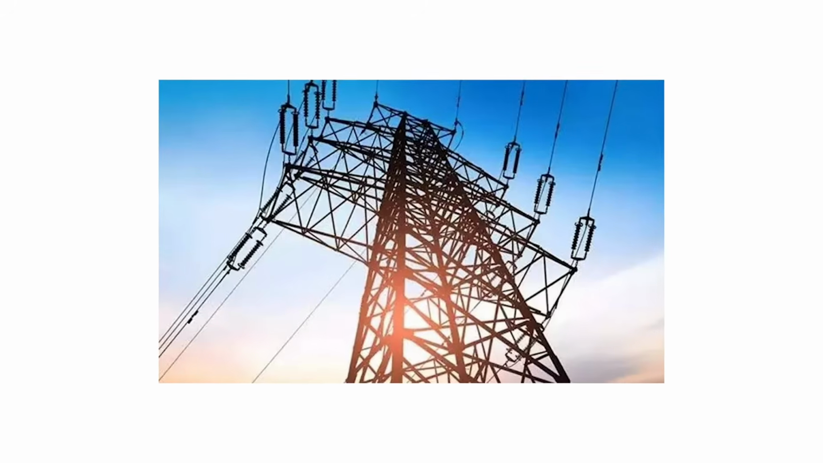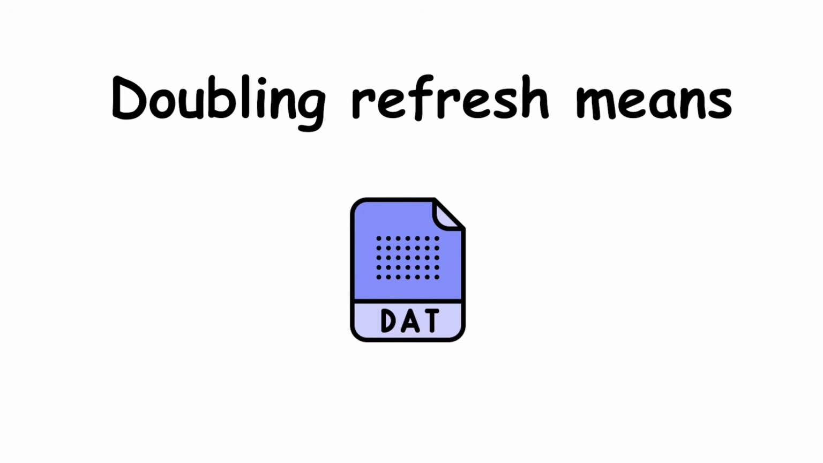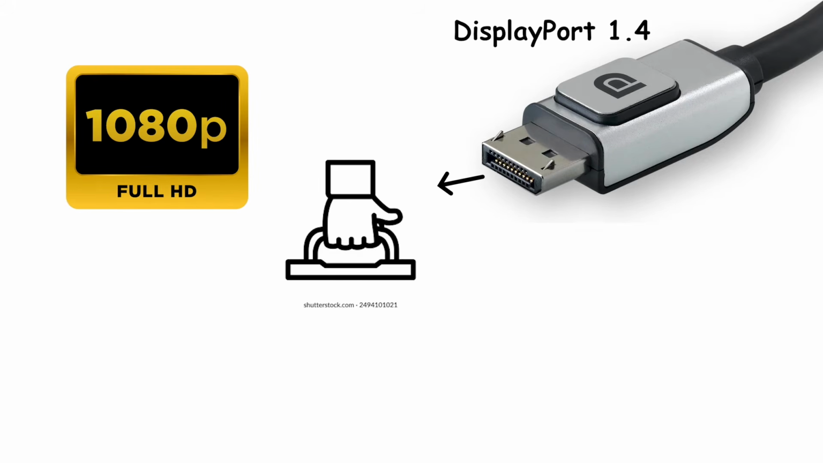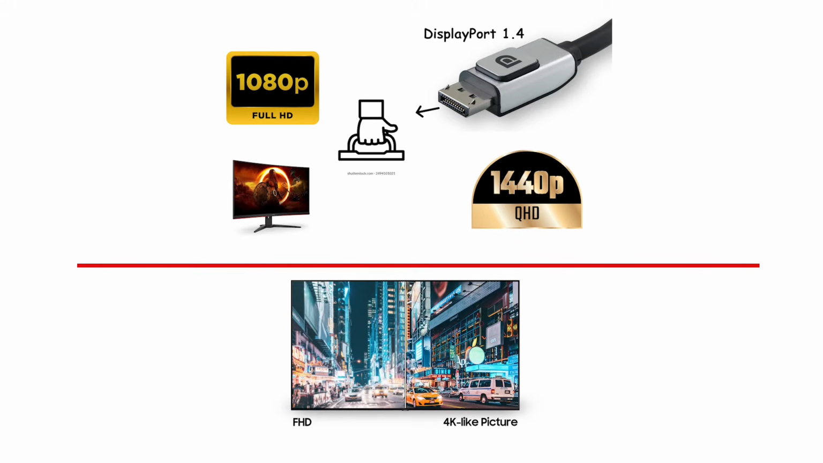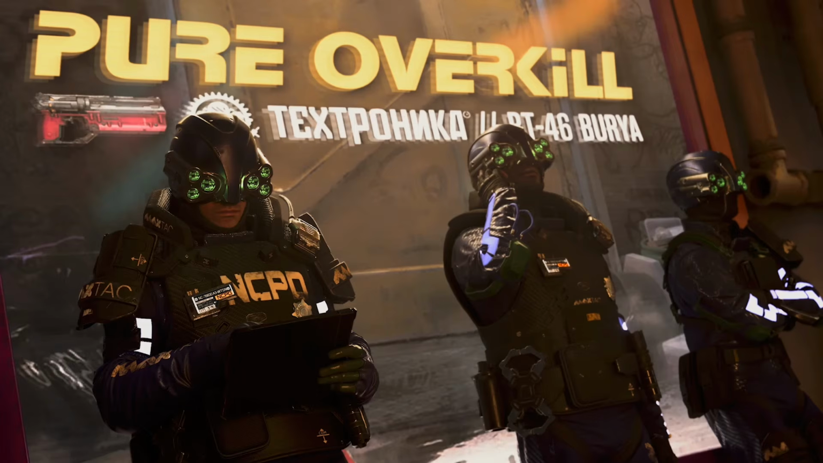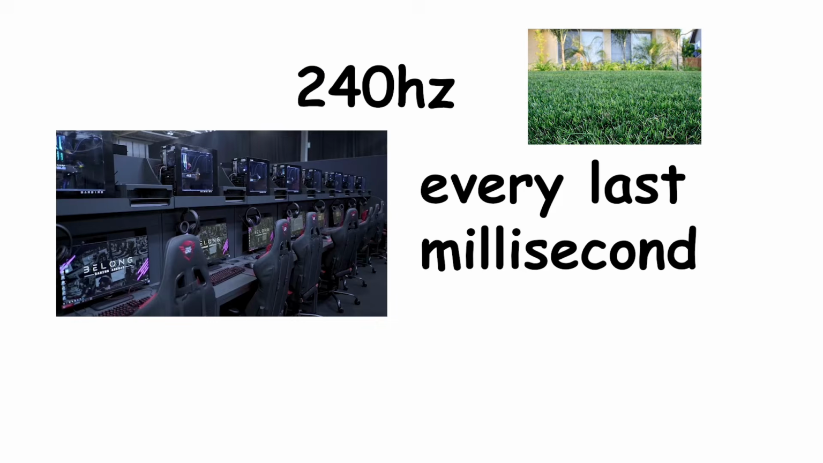And yes, power usage goes up again. Doubling refresh means doubling the amount of data sent per second. DisplayPort 1.4 can handle 1080p and 1440p at 240 Hz, but 4K at 240 requires the newer DisplayPort 2.1 or HDMI 2.1 interfaces with high bandwidth compression. For casual users, this refresh rate is pure overkill. For competitive players chasing every last millisecond, this is home turf. Everyone else is just visiting.